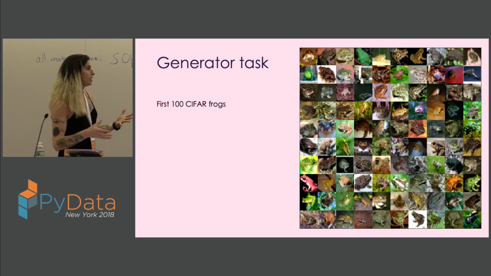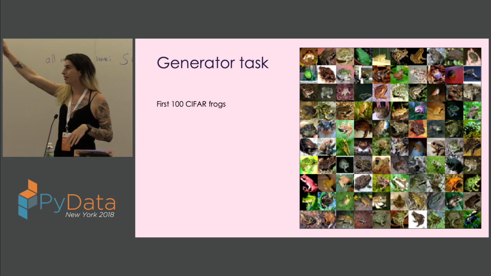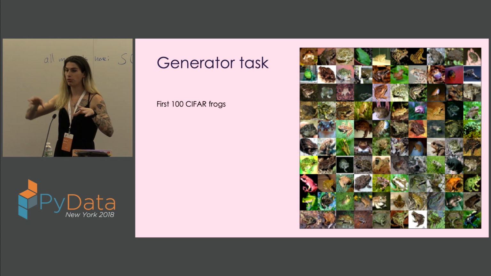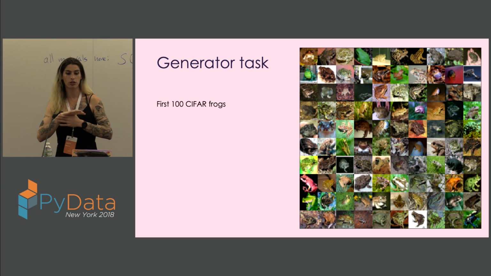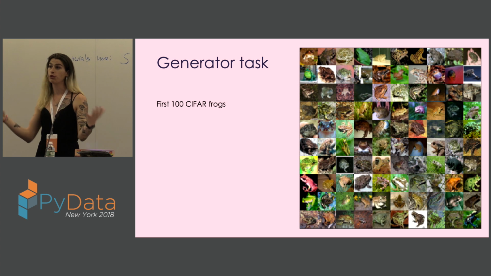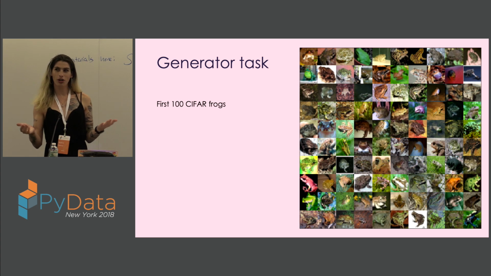So what the generator actually needs to do is generate hundreds of these that look like they're from the same set of data as this. So the generator is not memorizing images and just reproducing them. It's actually learning the entire distribution of that training data, and it's trying to reproduce that distribution. And that's a hard task.